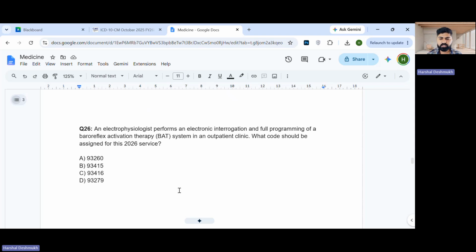Moving on to the next question. An electrophysiologist performs an electronic interrogation and full programming of a baroreflex activation therapy system in an outpatient clinic. What code should be assigned for this 2026 service?